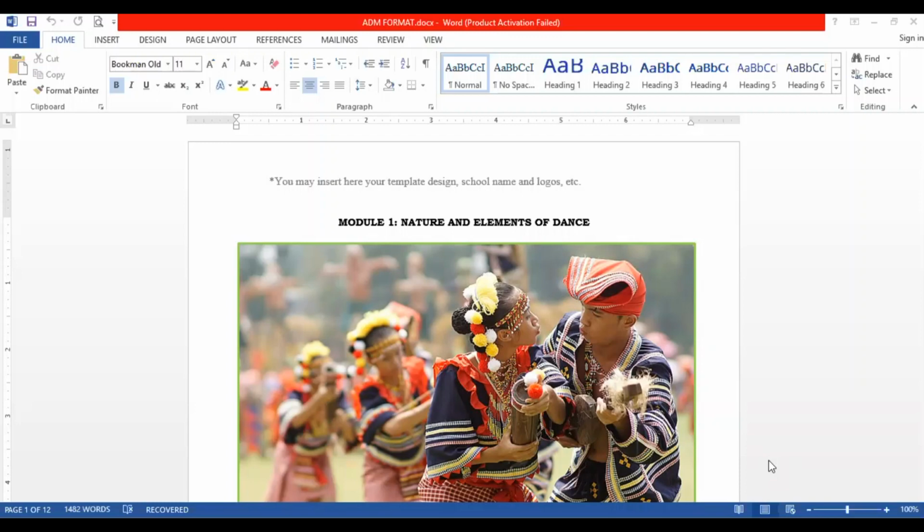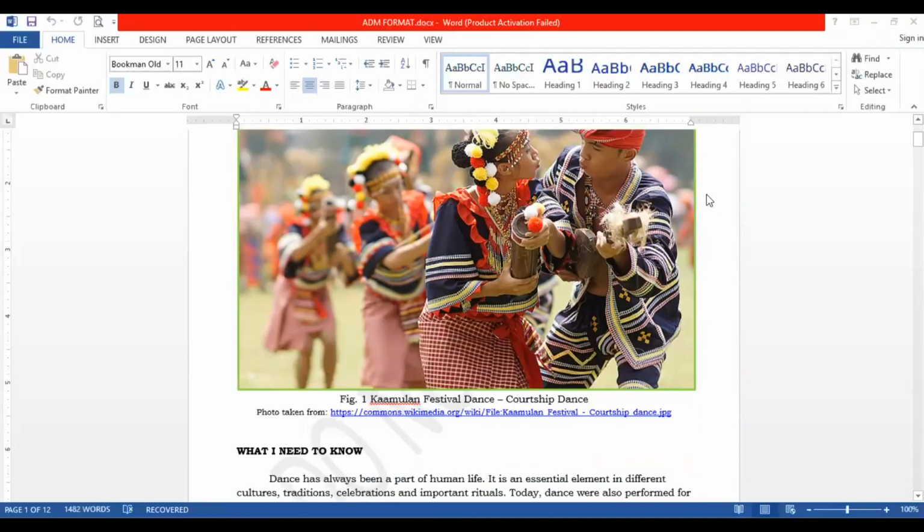Also, hindi ko po ginamit dito ang template ng ADM. I just want to present to you the content. Okay po. Sample of content na pwede nyong magawa using ADM format. Okay? So what I need to know part, sa introduction part, I am always using pictures so that I can capture students' interest. No? So depending on your arrangement with your LR evaluators or LR supervisors, if they are encouraging you to use pictures, you can use pictures po.